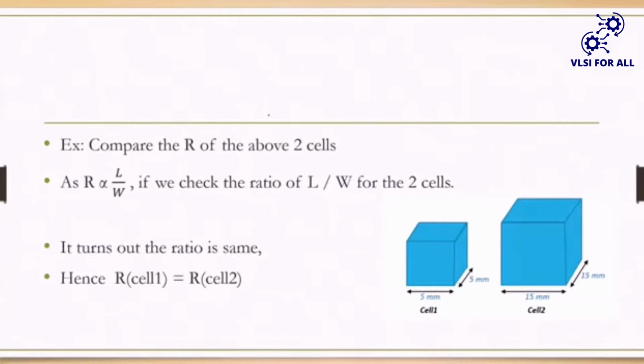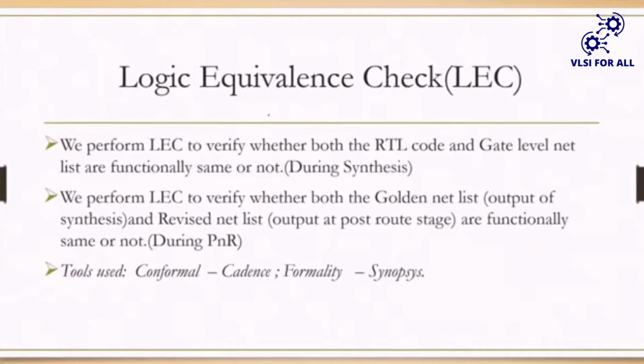No, not at all. Because the resistance is directly proportional to the length by W, if the length and width are equal, in such a case their resistances are the same. Because 5 millimeter by 5 millimeter and 15 millimeter by 15 millimeter get cancelled. So definitely the resistance of cell 1 is equal to the resistance of cell 2. Remember, team, this is one important aspect.